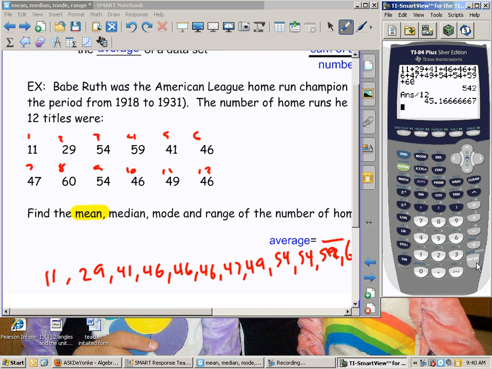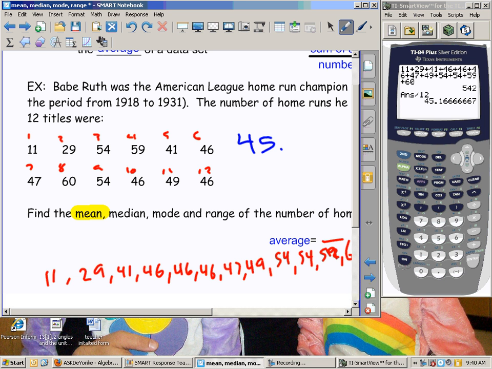Now, if we ask you for 2 decimal places, then you have 45 point, and then you look at the second decimal place, that's 6, and if what's behind it is 5 or more, you would round it up. So you could call that 45.17 if we wanted 2 decimal places.